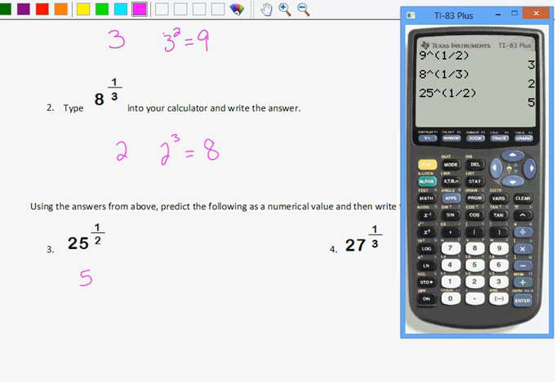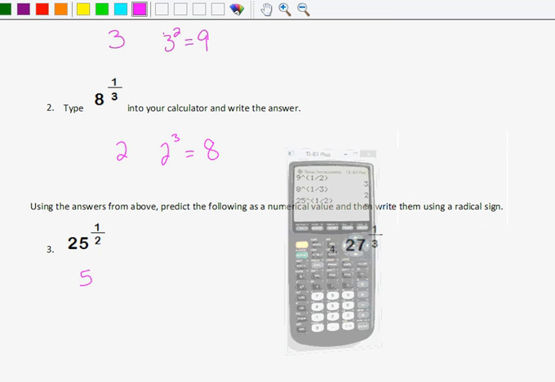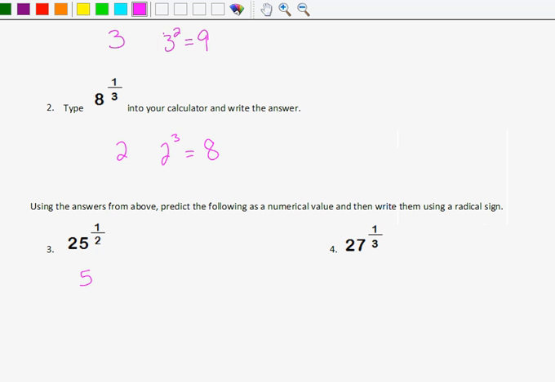is 5. So it does say predict the following as a numerical value, which is what we did, but then it also says write them using a radical sign. A radical sign looks like this, and we have seen them before with square roots. Well, we had decided that the square root of 25 was 5. So 25 to the 1/2 as a rational exponent is the same as the square root of 25 in radical form. Okay, so 27 to the 1/3.